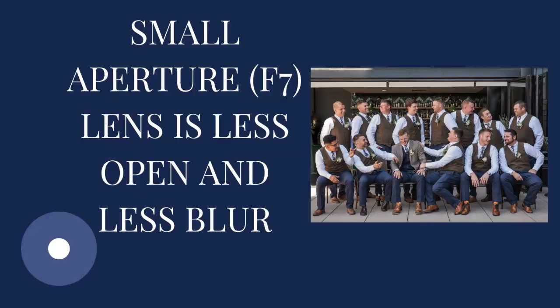So now let's shift to what a small aperture is going to give you. There's going to be less light coming in, and a smaller aperture would be a higher f-stop number. So for example, an f7, the lens is less open and you're going to get less blur. So in this picture here that you're looking at, we used an f7 because we wanted to make sure everybody in the picture was nice and crisp. But as you can notice, there's not much of the creamy, dreamy background in the back.